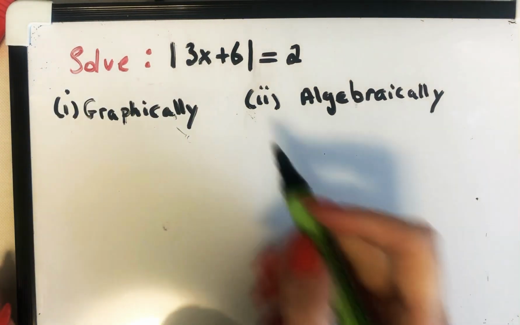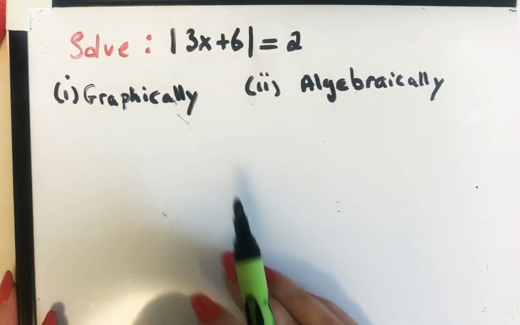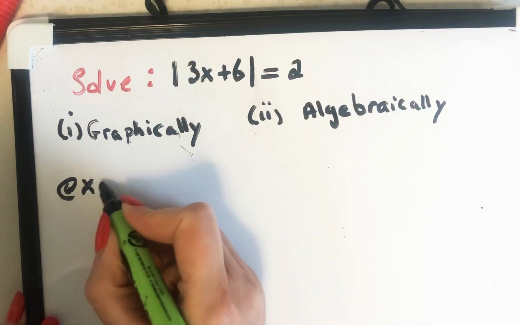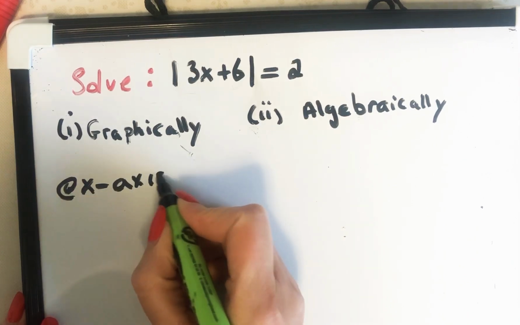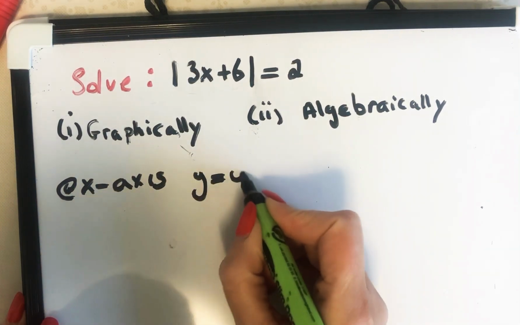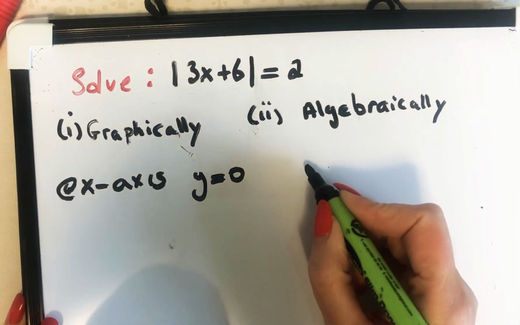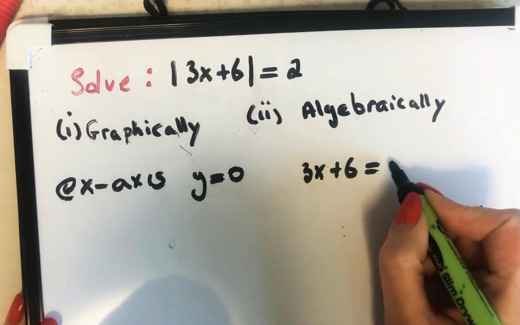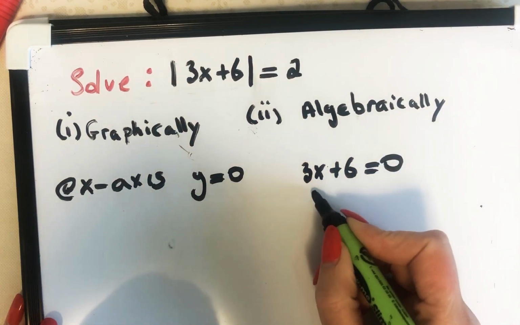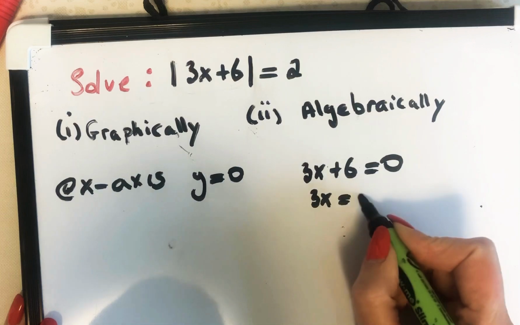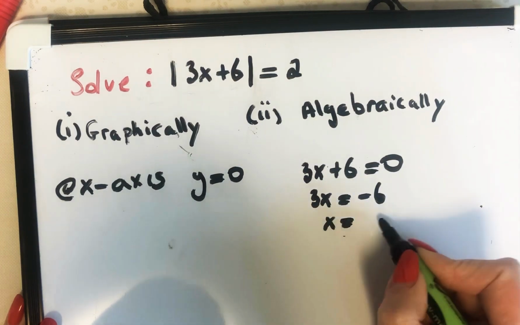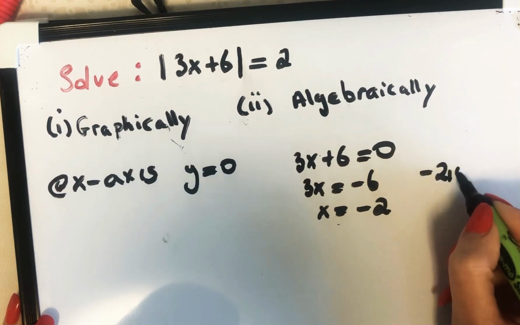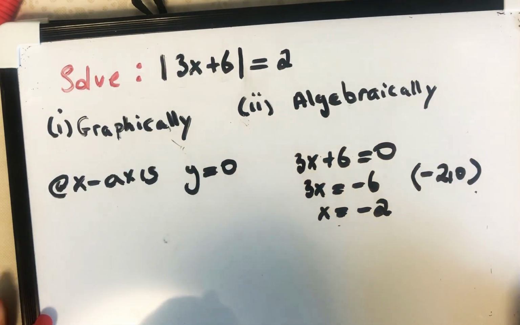So we begin by looking at this part here first. So we start at the x-axis, y is equal to 0. So let's solve that first. We take our function out of the modulus and we equal our function to 0 and solve for x. So minus 2, which implies we have minus 2 comma 0 as one of our coordinates.